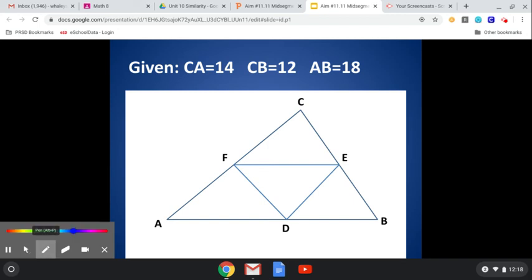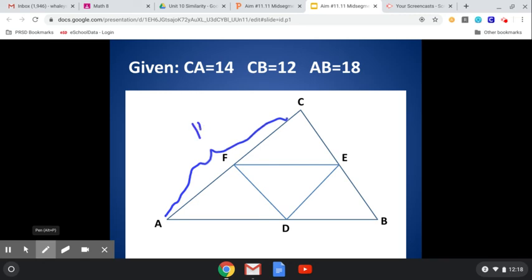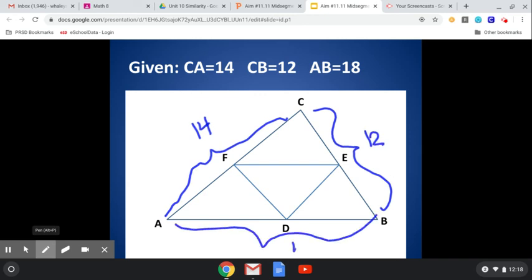It just says that CA is 14. So I'm just going to highlight that. That's that whole thing there. CB, this whole thing here, is 12. And AB, this whole thing here, is 18. Now, what is the question? Here's the question. What is the perimeter of the smaller inside triangle?